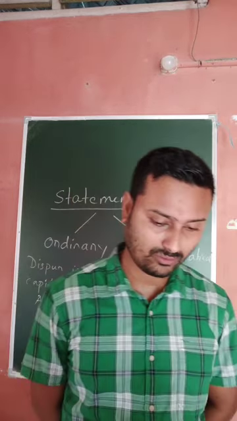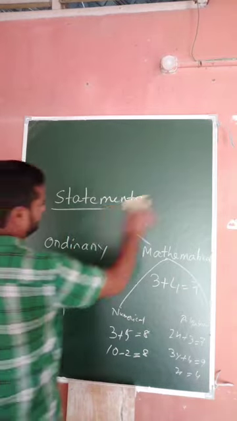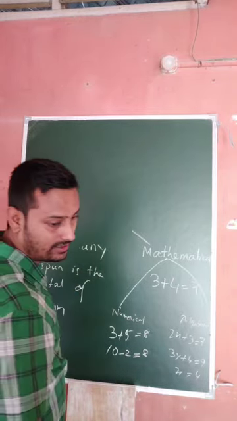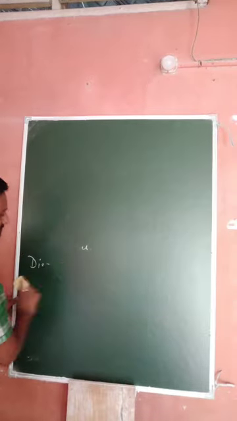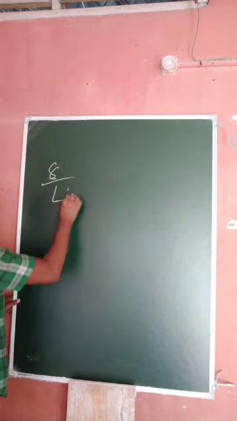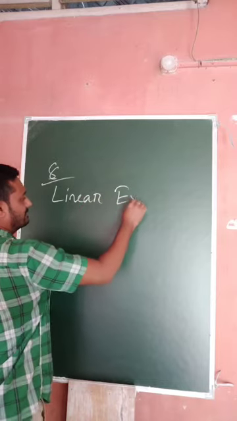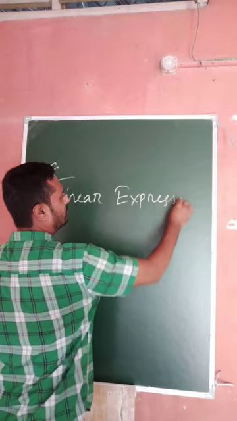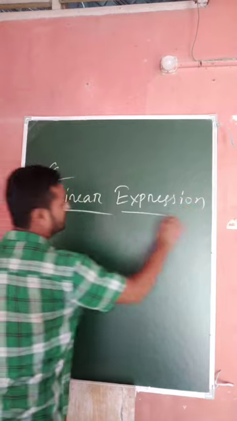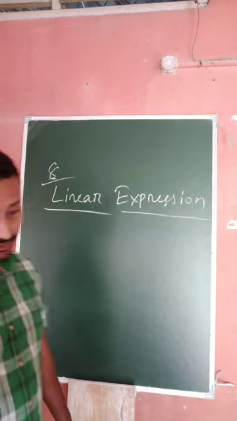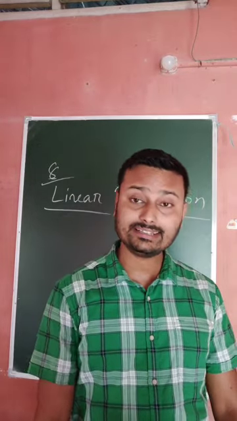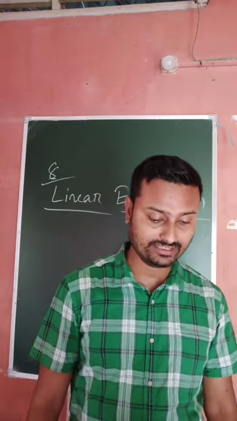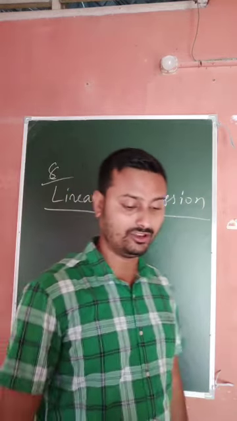Okay, so now the second part is linear expression. So the second important topic is linear expression. Expression all of you know, I think, but the new word is linear. Okay, so look at this one. A mathematical statement that performs functions of addition, subtraction, multiplication and division is known as linear expression. You have to write this one.